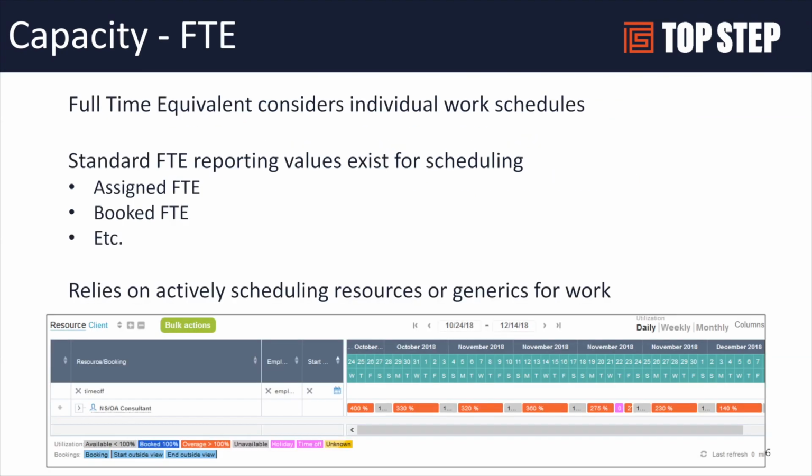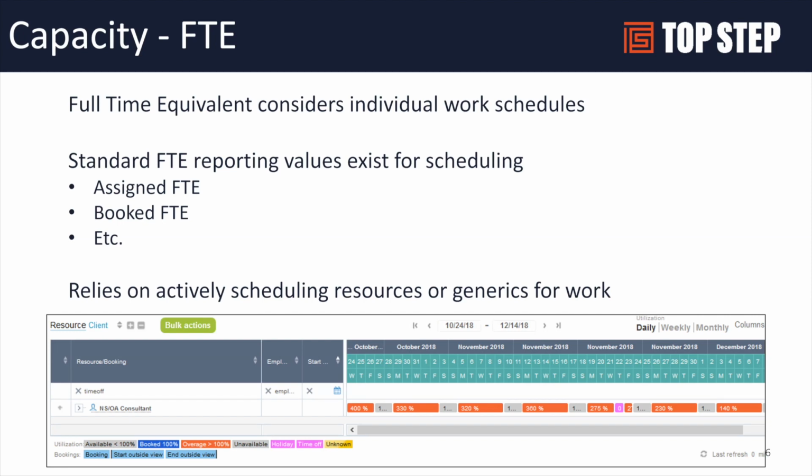So let's talk about FTE. OpenAir gives you several options for reporting on FTE. Within the resource module, there are FTE reporting values straight out of the box. So there's an assigned FTE, there's a booked FTE, but then there's other ways in the system to be able to get FTE data. Obviously, assigned and booked depends on whether you're using assignments or whether you're using bookings to determine your capacity and reporting and resourcing.